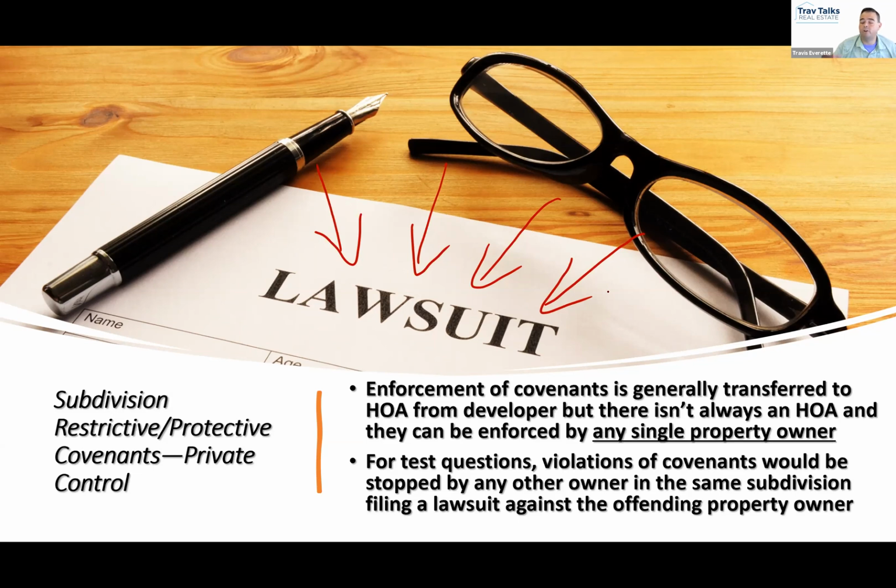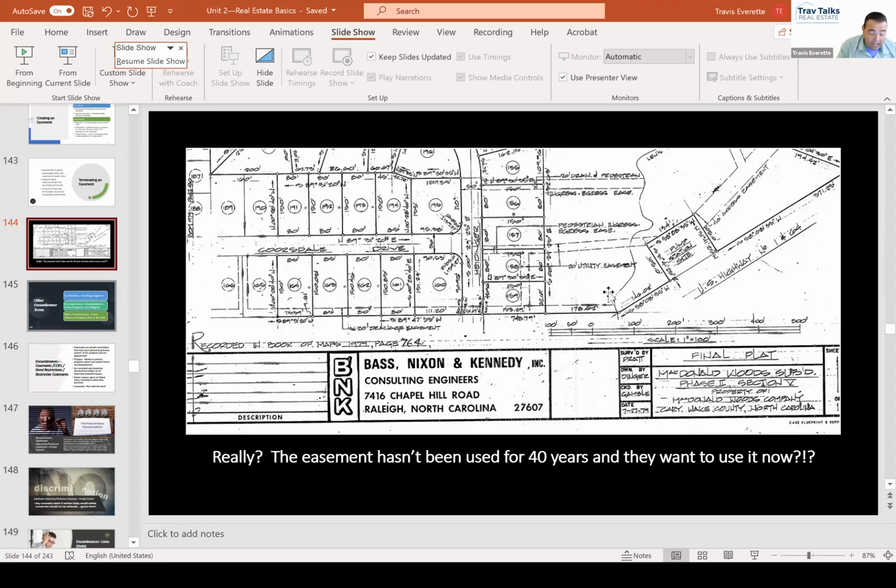This is internal enforcement. Here's what would happen if somebody who owned property in a different subdivision filed a lawsuit to enforce the covenants against you. Their lawsuit would be dismissed because they don't have standing. They don't have the right to file that lawsuit. So when you look at this plat map, if lot number 160 is violating the covenant, it's got to be one of these other lot owners right here to file a lawsuit against lot number 160.